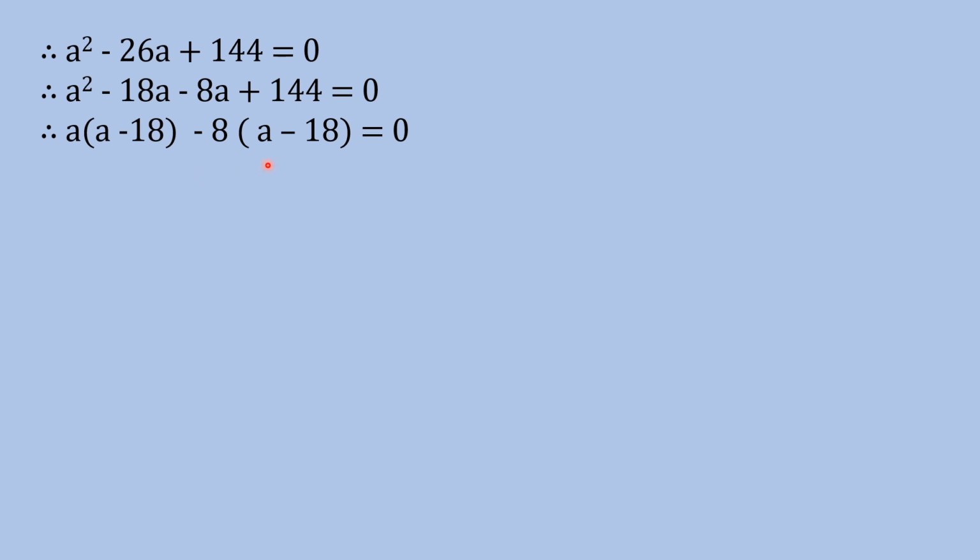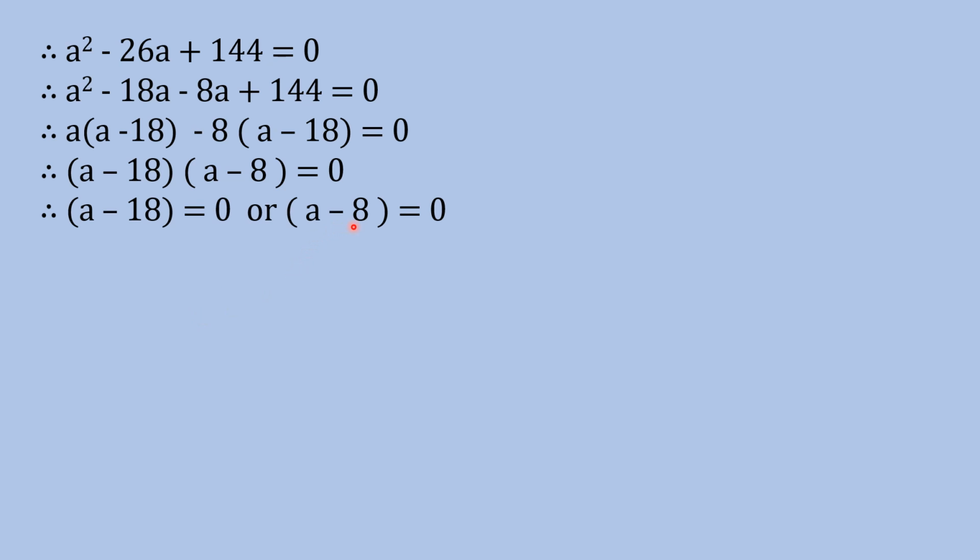Now you can see we got one bracket common, that is A minus 18. So we'll take only one bracket. Next step, therefore A minus 18 common will take one, and the values outside the bracket we will group them. Therefore you will get A minus 8 equal to 0. That means A minus 18 is equal to 0 or A minus 8 is equal to 0. So we'll get the value of A from this. So A equal to 18 or A equal to 8.